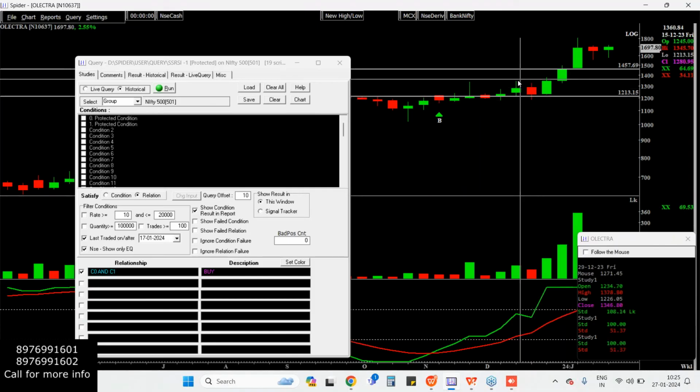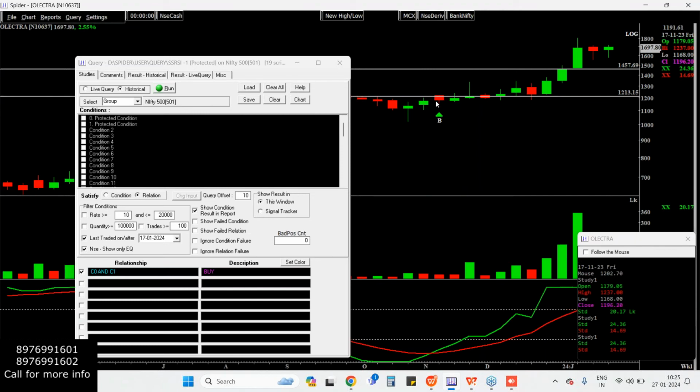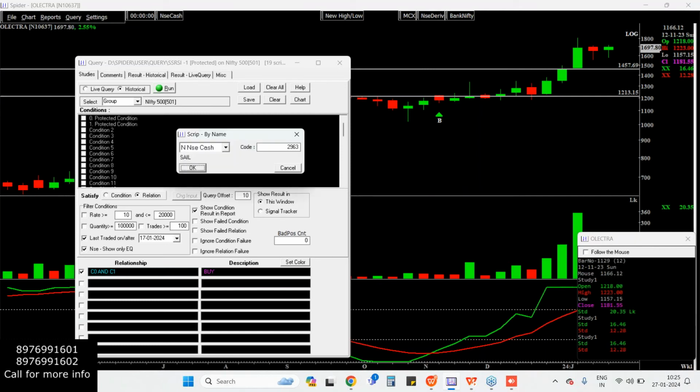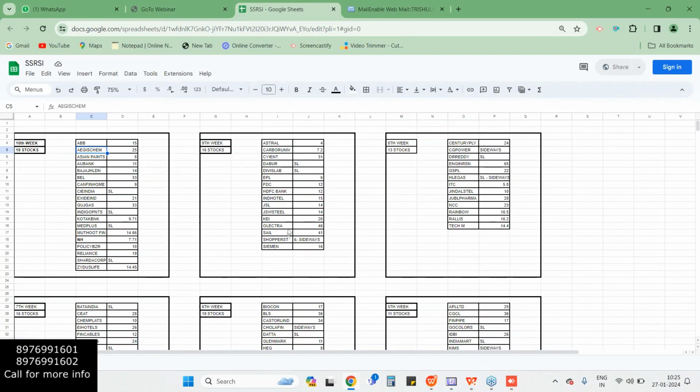So this was not a stop loss for you, and it gave us 40% return in the next three candles itself. Sale we have already discussed. Yes, we'll discuss some stop losses from this one as well. For example, we'll discuss the sideways one, Shopper Stop.